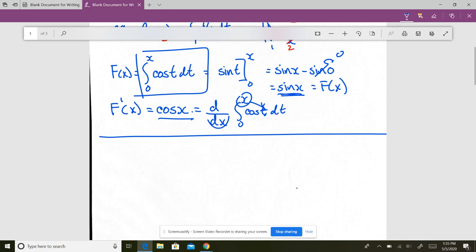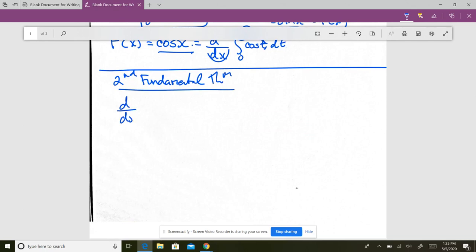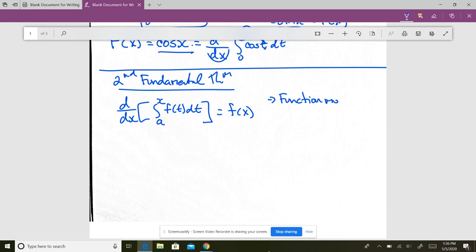So the second fundamental theorem of calculus states that the derivative of the integral from a constant to a variable x of f of t dt is equal to f of x. The function must be continuous on the interval. Because if you don't have a continuous function, then integrating it gets a little tricky, and then deriving it. All right, that's the second fundamental theorem.